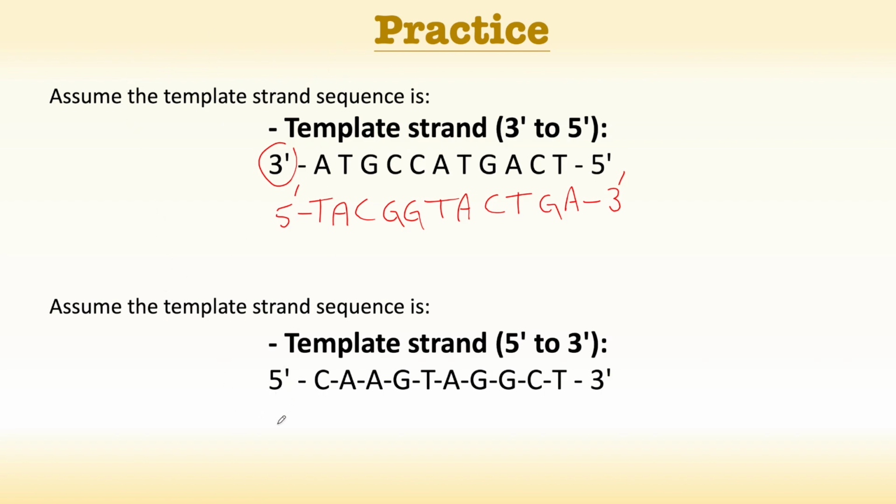So from 5 to 3 prime, I will start with 3 prime, cytosine, guanine, adenine, thymine, thymine, cytosine, adenine, thymine, again cytosine, cytosine, guanine, then adenine. Lastly, don't forget to put the direction. Again, they will run opposite each other. And that's all. Thank you.